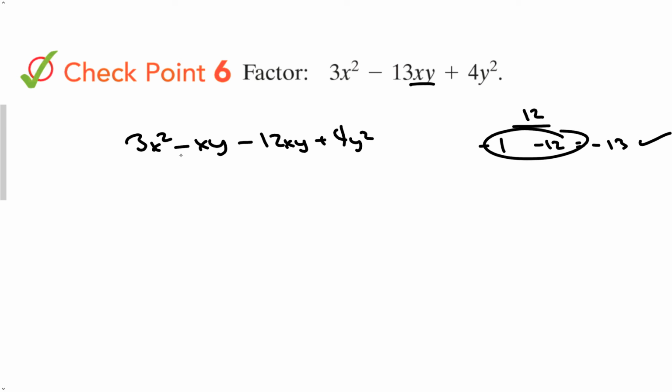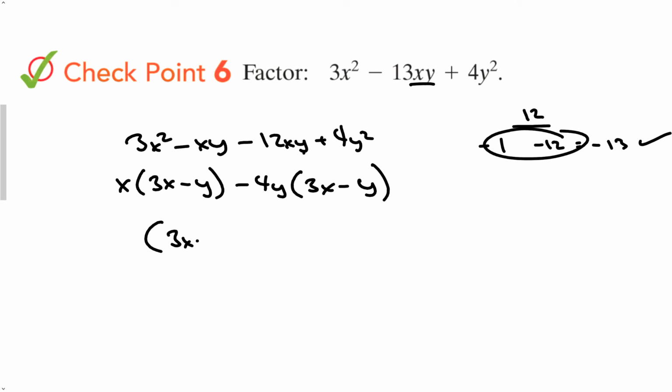Factor by grouping, I can factor out an x in the first expression to give me 3x minus y. In this second expression, I can factor out a negative 4 to give me negative 4, negative 4y, right? They both have a y. And I'm left with 3x minus a y. Then I factor out the 3x minus y, the binomial, and I'm left with my factored expression. 3x minus y times x minus 4y.